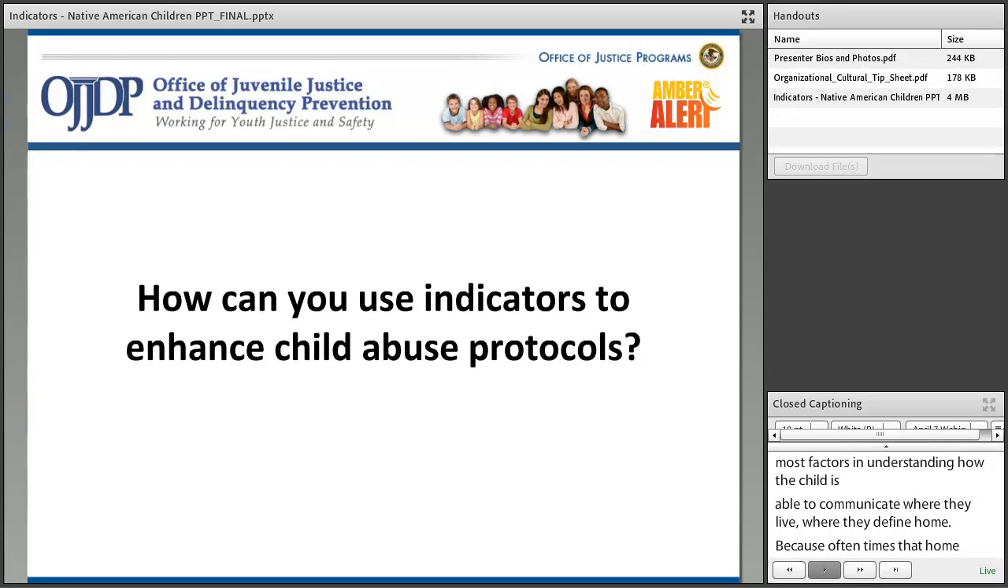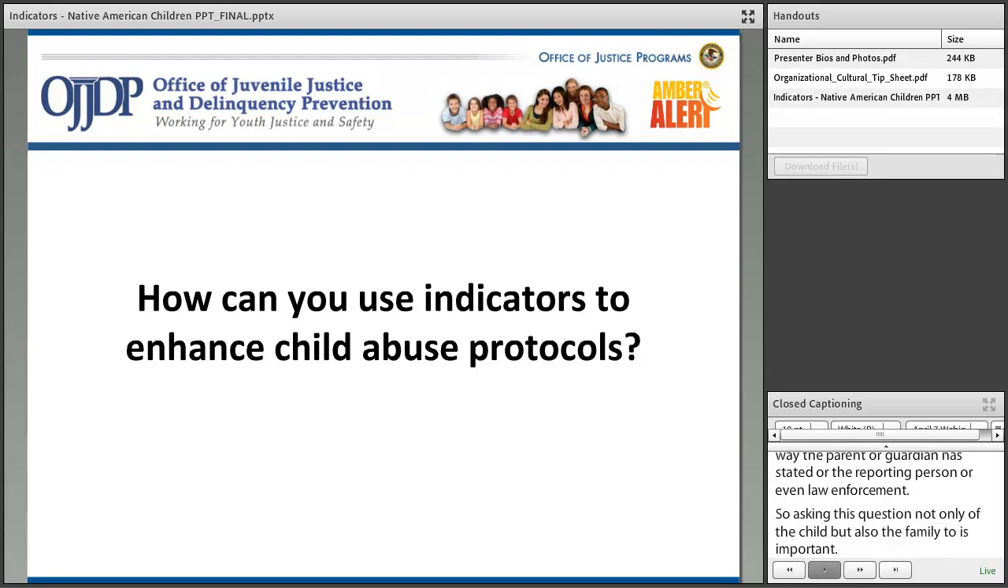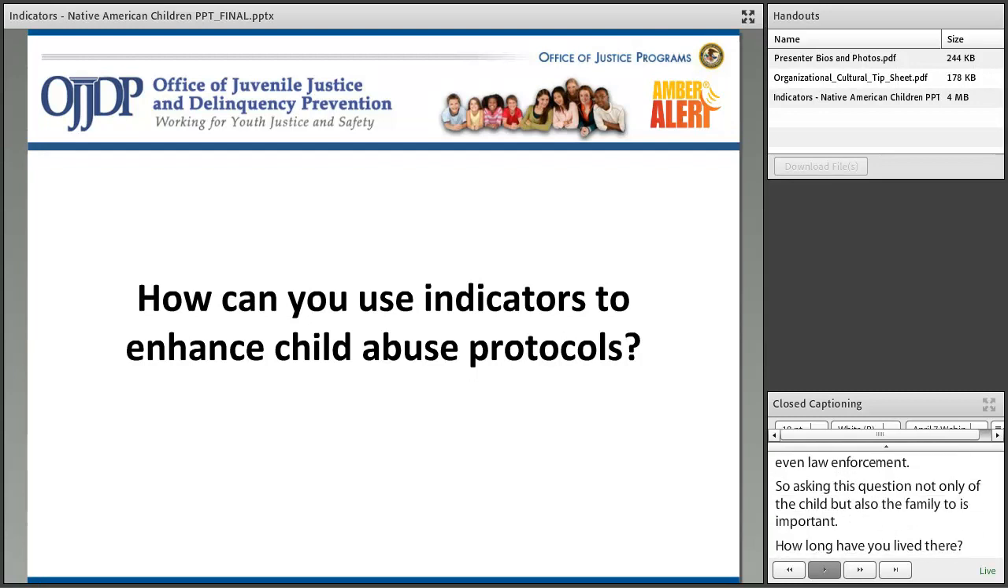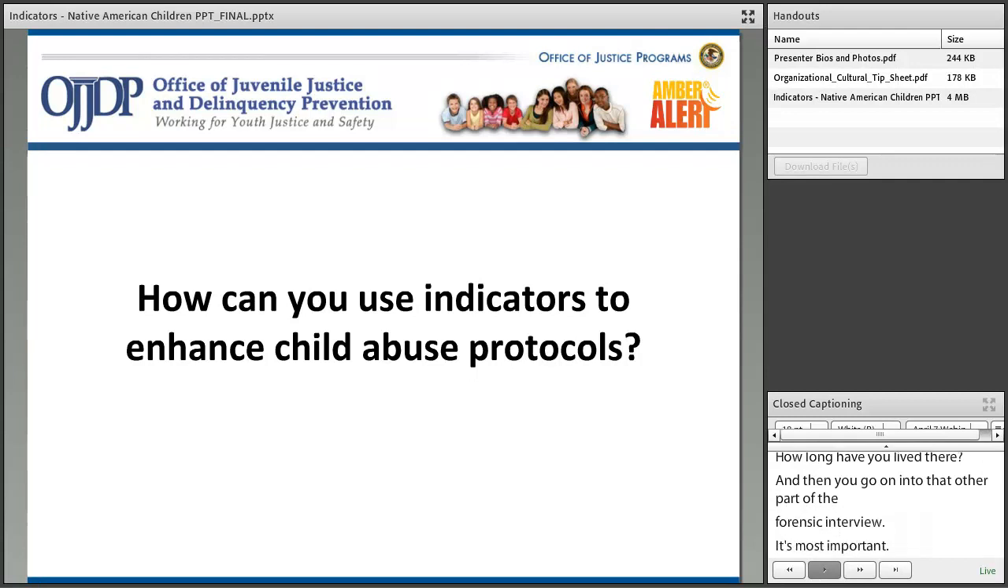How long have you lived there? And then you go on into that other part of the forensic interview, who's in the home, and that type of thing. It's most important. And then also, depending on the child's age, the reason for educational issues and truancy, if that were to be part of the referring problem.